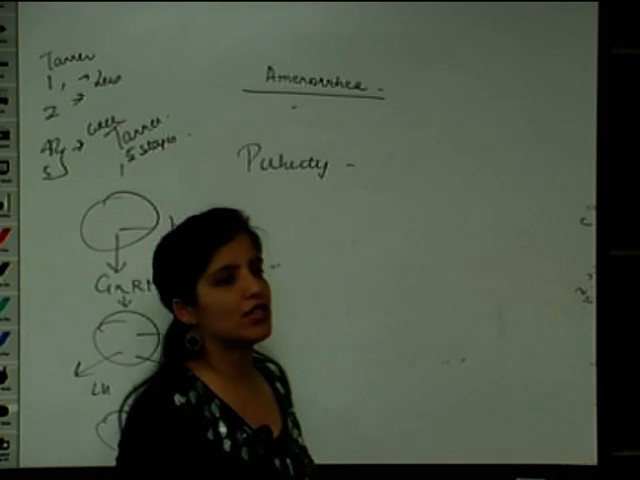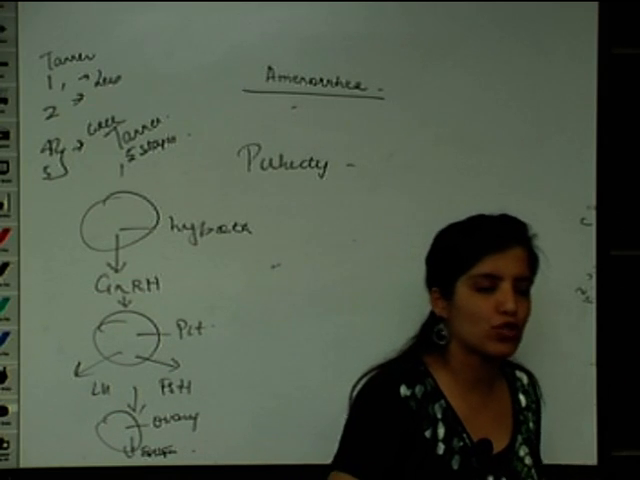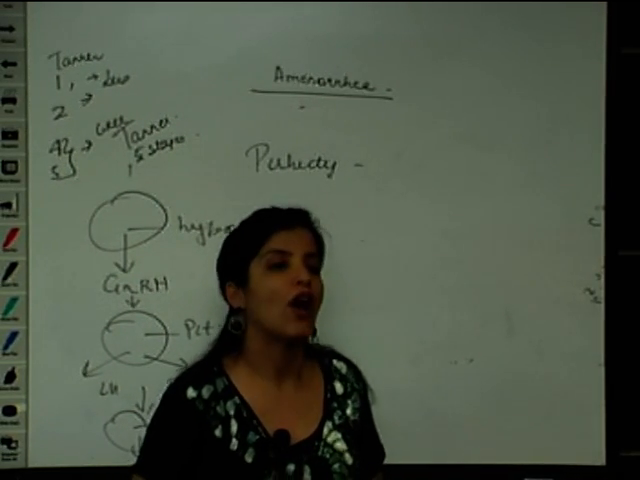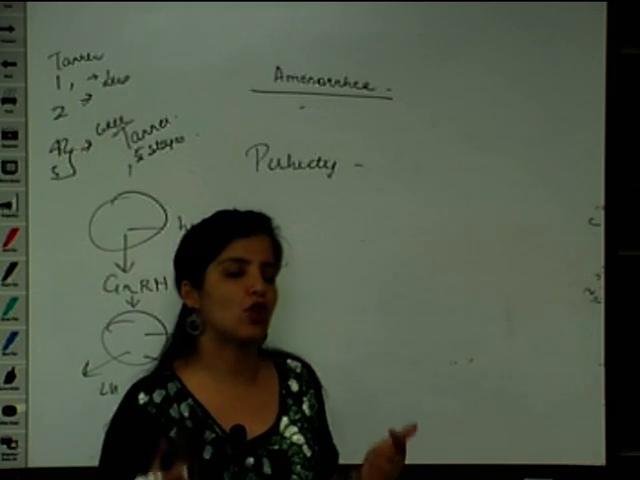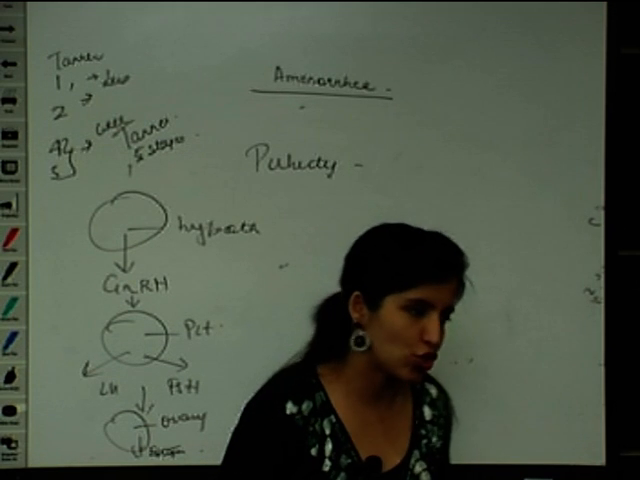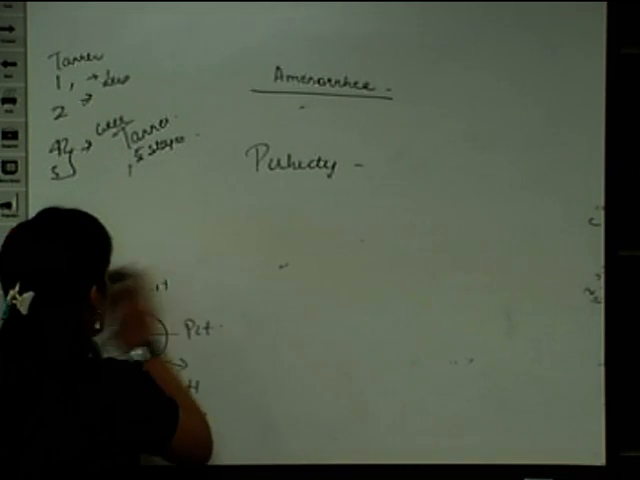What is delayed puberty? Delayed puberty is when the breast budding or secondary sexual characteristics have not appeared by 14 years of age, or if menarche has not been attained by 16 years of age. That is all we need to know in puberty.